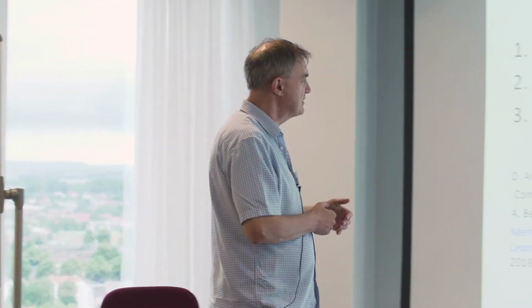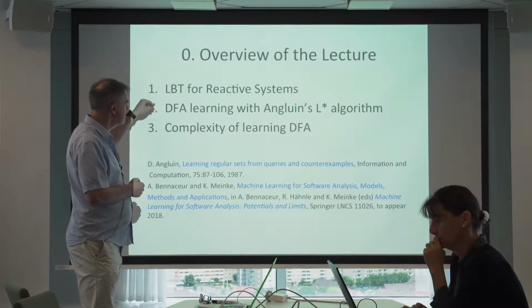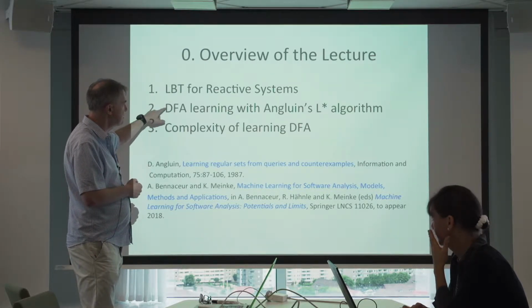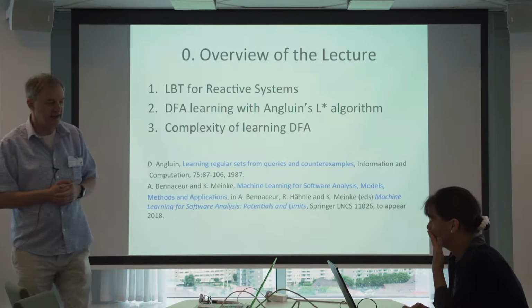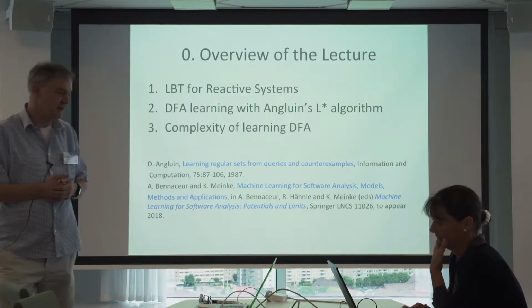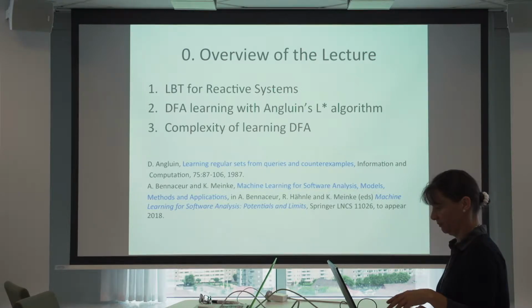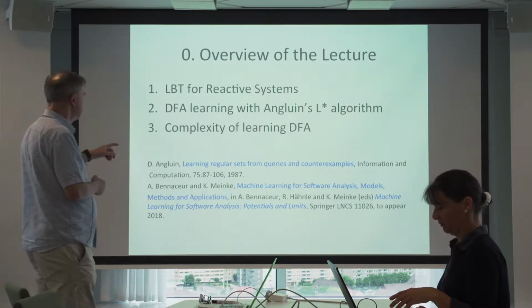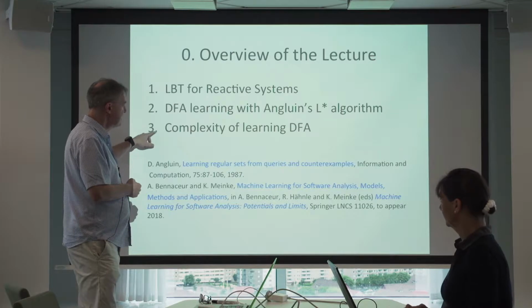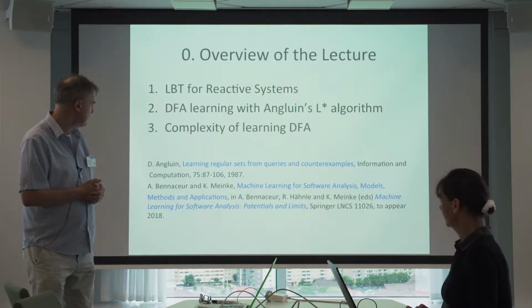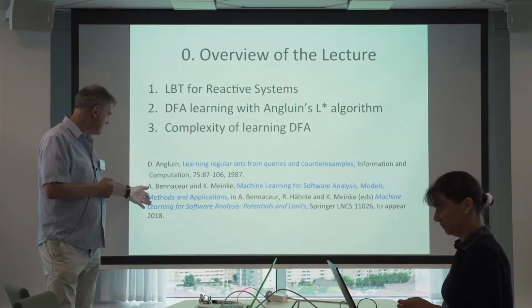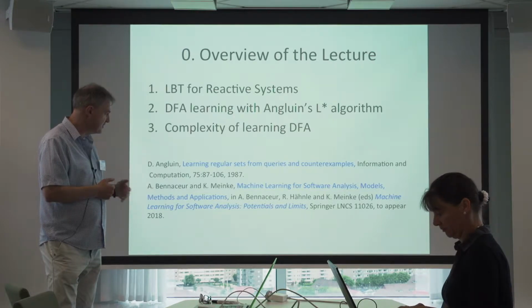So I'll just remind you where this is coming from, and then we're going to spend most of the time looking at a classical algorithm in the field from Dana Angluin, I believe at Yale, even still. And lastly, I'll make some remarks about the complexity, both in theoretical and empirical terms. There are two references here which I think are quite useful to know about.